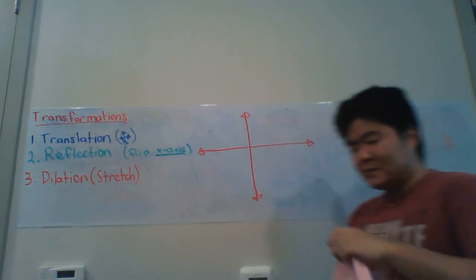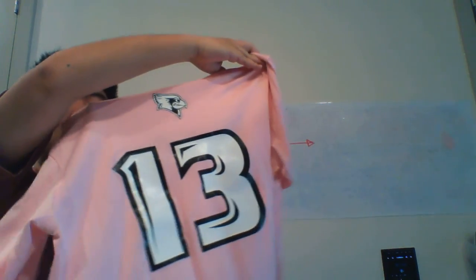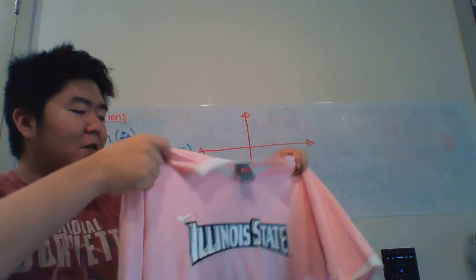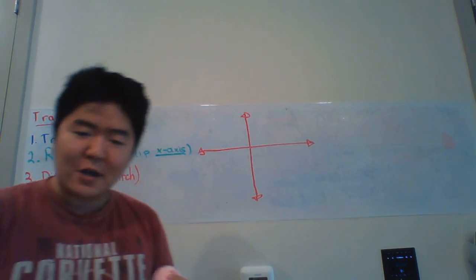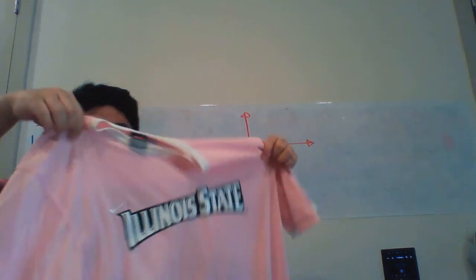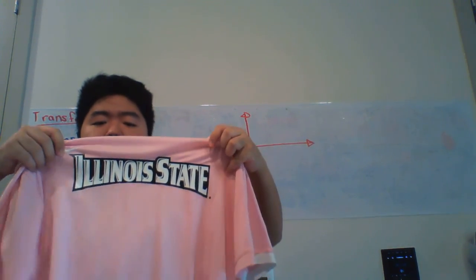All right, so what I've got is a shirt here. This is a jersey that I used to have for Breast Cancer Month. And there's my jersey. There you go, number 13. And let's take a look. What we're doing is stretching. I'm going to be stretching this shirt out, and you're going to observe how I stretch it. So we're taking a look.